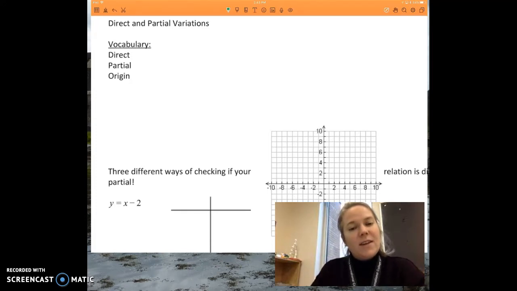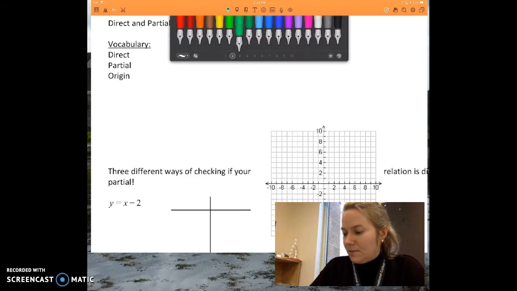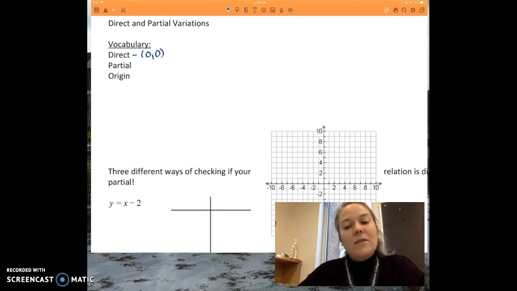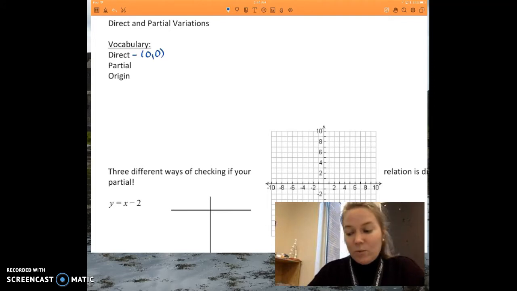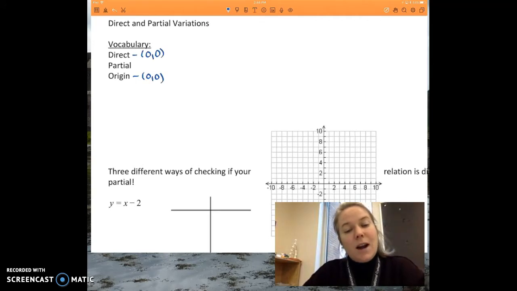So if a variation is direct, it means that the y value varies directly with changes in the x value, and you have a bunch of different characteristics. If it's direct, there's a point on the line that is 0, 0. And 0, 0 is a really special point. It even has its own name. We call it the origin. The origin is actually point 0, 0 on the graph.